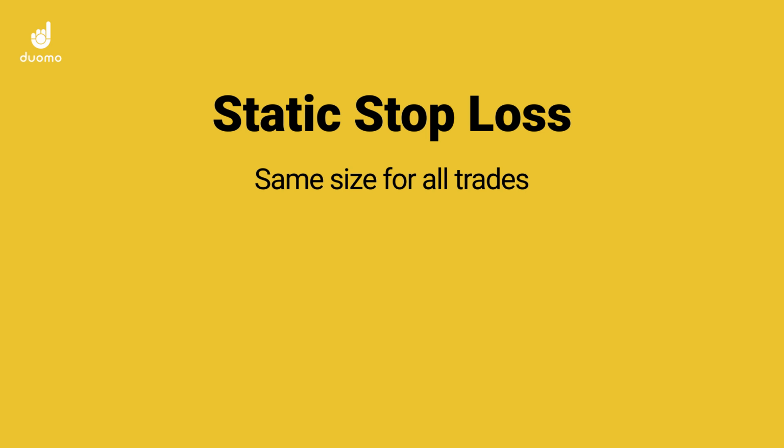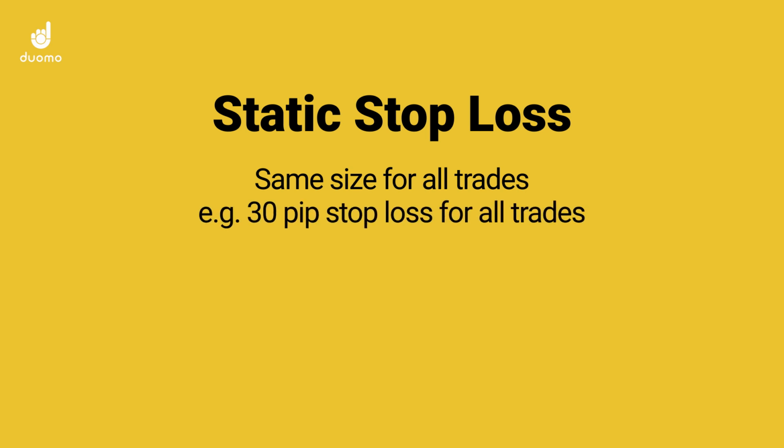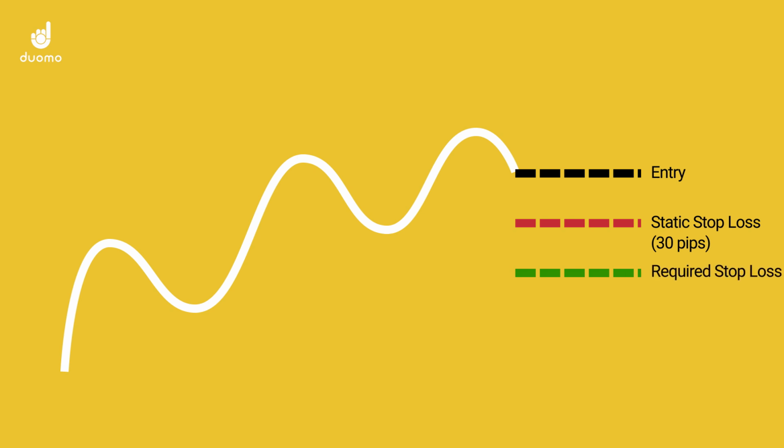I'm ashamed to say that when I first started learning, I did something very similar to this. I would have a stop loss of around 30 pips for practically every single trade, but it's not the right way to do it. If you do this, your stop loss isn't based on the opportunity at all. You're very unlikely to be hitting the sweet spot with your stop loss.